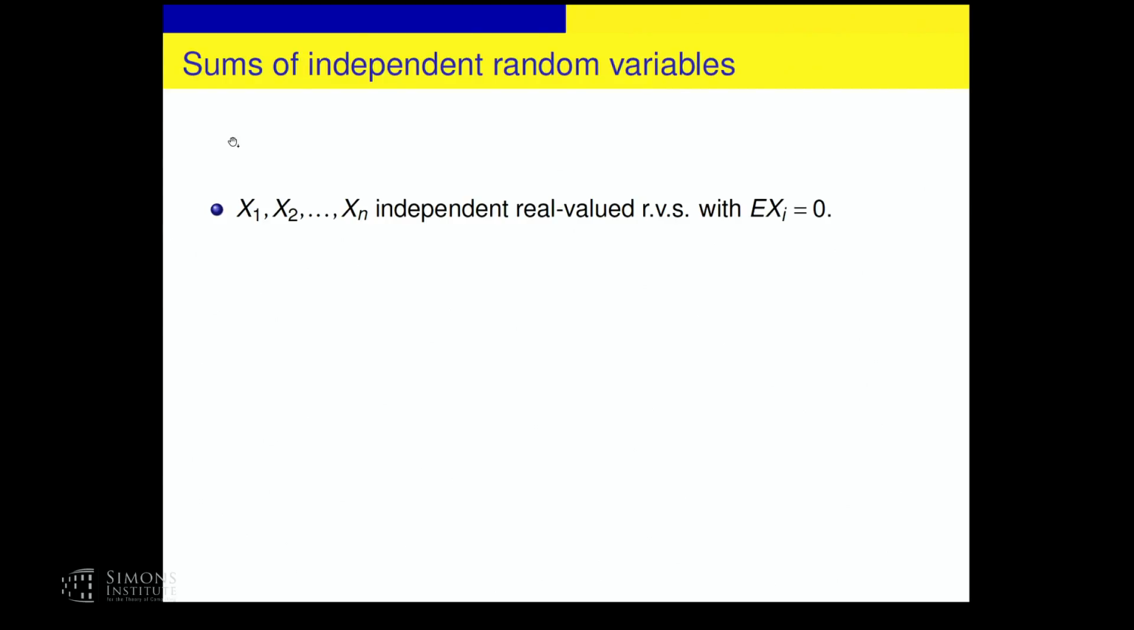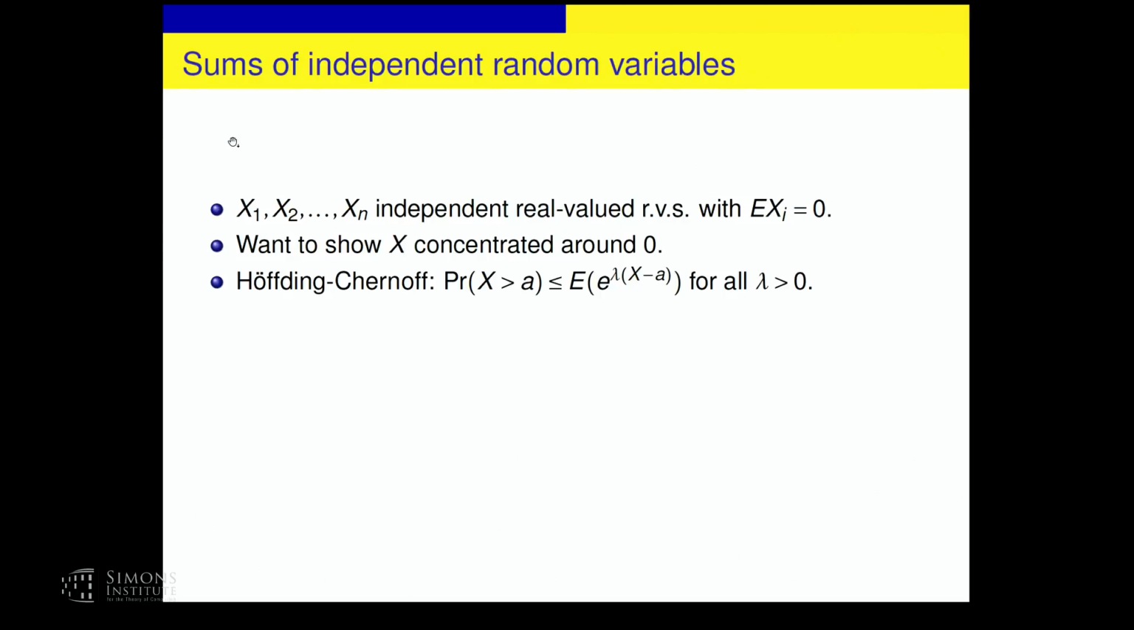First, let's look at sums of independent random variables with mean 0. We want to show that the sum x is concentrated around the mean. And in Hoeffding-Chernoff, which we use a lot, the first step is to say that the probability that x is greater than a is less than or equal to the expected value of e to the lambda (x minus a) for any positive lambda. So, moment generating function.